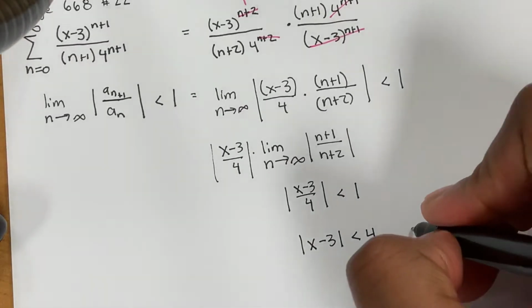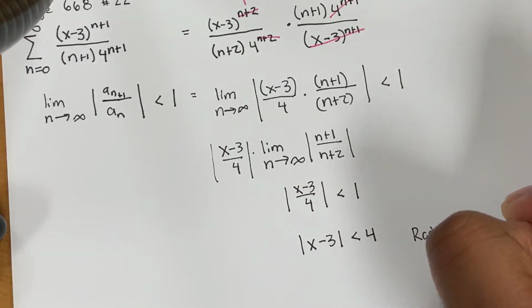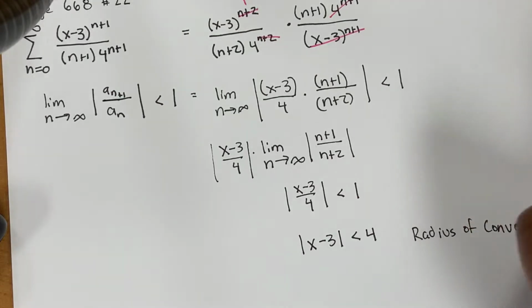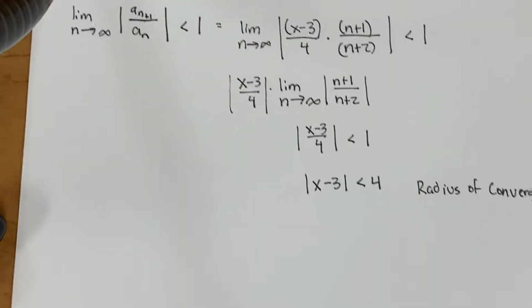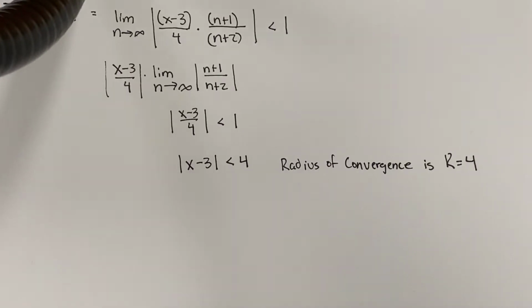So our radius of convergence is R equals 4. Oh, I'm sorry, you can't see that. So our radius of convergence is R equals 4. We zoom out just a little bit.